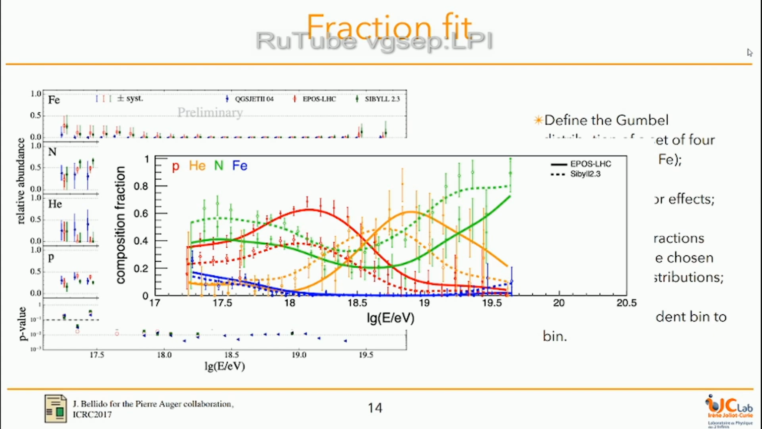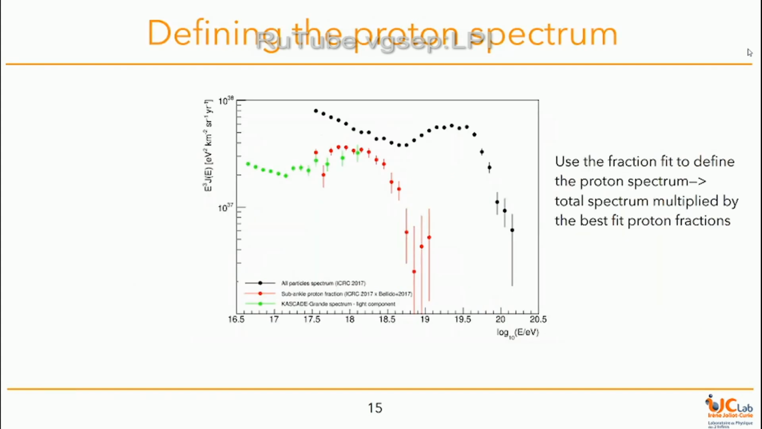But the reason why this is pretty useful for us is because we can use it to take into account the proton fractions in our spectrum. So if we take the total spectrum, which is the black dots, and multiply by the fraction of protons that we took from the fraction fit, we get what the protons expected in our spectrum are, which you might see are kind of compatible with a Cascade Grande light component.